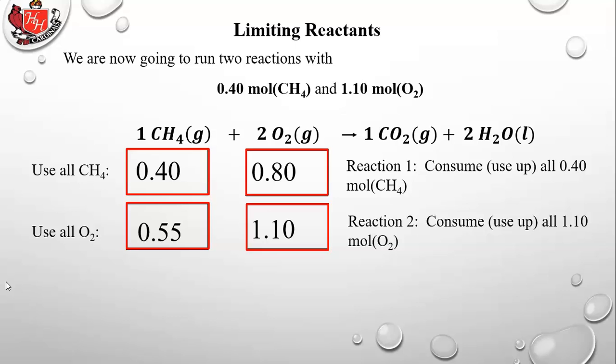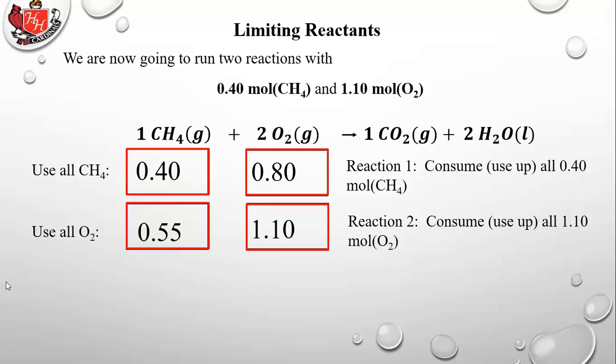So if this seemed a little confusing, just remember all the relationships are 2-to-1. The chemical equation is 2 oxygen for every 1 CH4. The use all CH4 is a 2-to-1 relationship, 0.8 to 0.4. And the use all O2 is also a 2-to-1 relationship, 1.10 for O2, 0.55 for CH4. So the second column in all three cases is twice the first column.